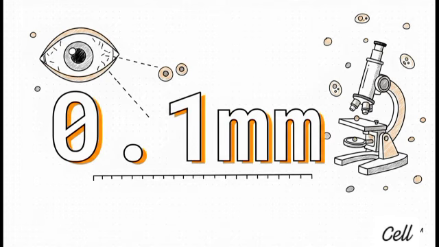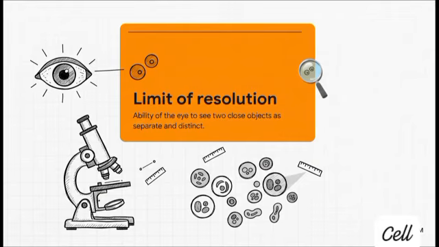It's exactly 0.1 millimeters. When you're looking at something from a normal reading distance, which is about 25 centimeters, if 2 points are closer together than 0.1 millimeters, your eyes simply cannot see them as separate things. No way around it. In science, we actually have a specific name for this. It's called the limit of resolution. Basically, it's the ability of the human eye to see two very close objects as separate and distinct. And like we said, our biological limit is 0.1 millimeters, which is the same as 100 micrometers.